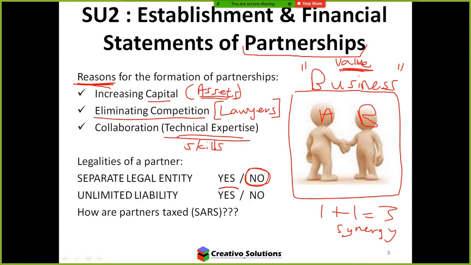Unlimited liability means both partners are jointly and severally liable. That's important. So just remember when you're looking at unlimited liability, that's why I like using that analogy of being in a marriage. Obviously you want to choose the right person. You don't want to marry someone you don't agree with. Why? Because you become jointly and severally liable, meaning their debts become your debts.